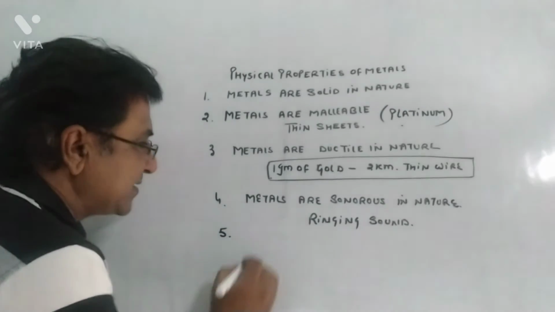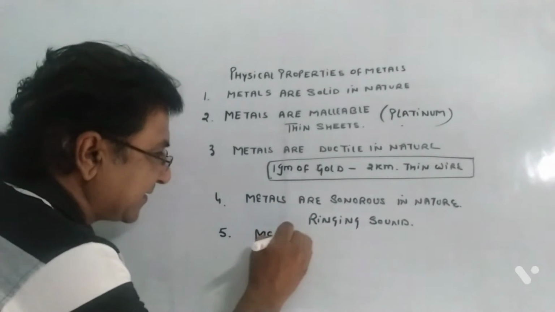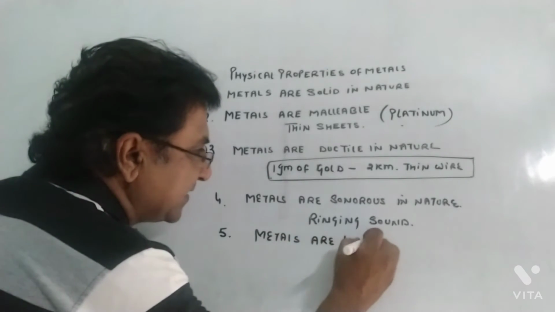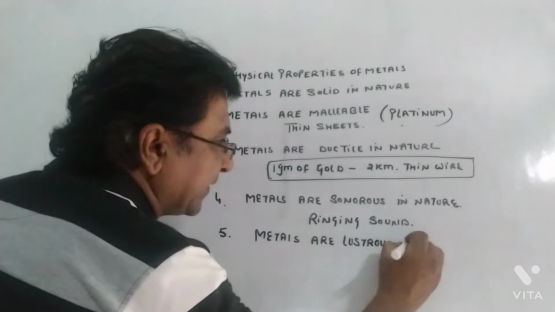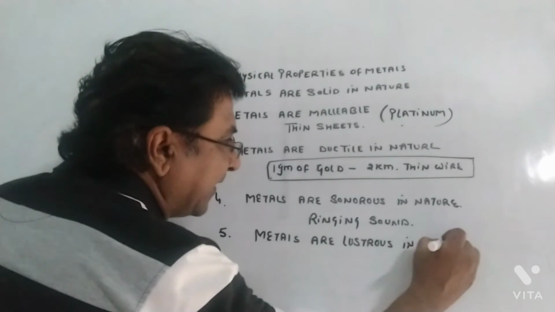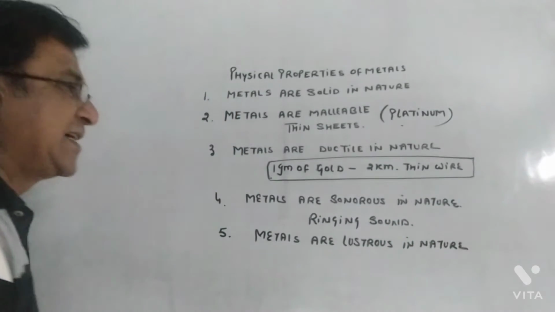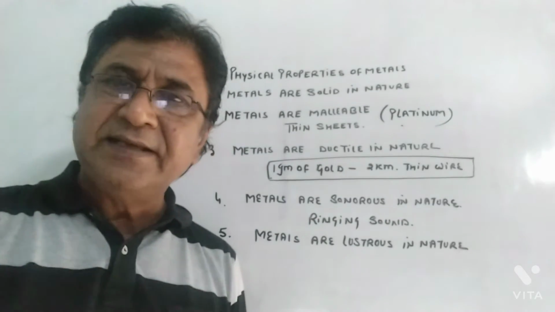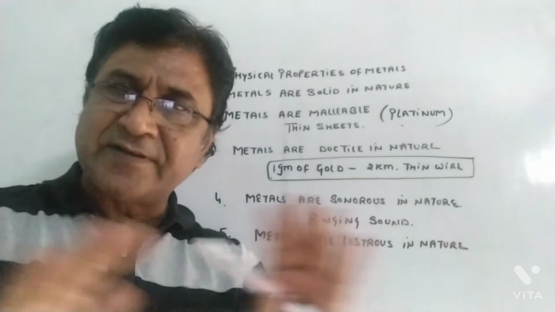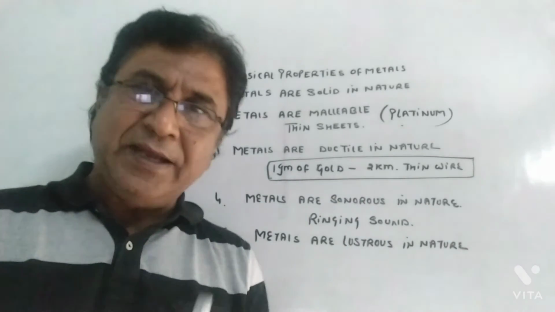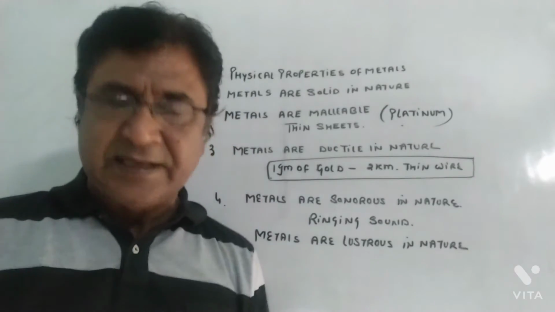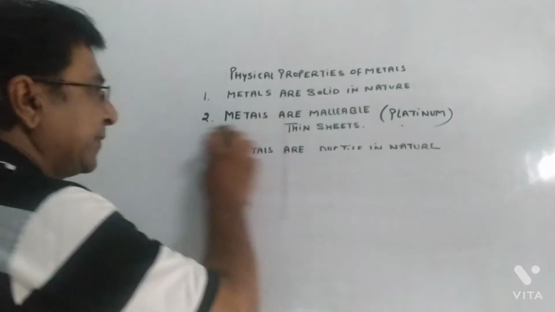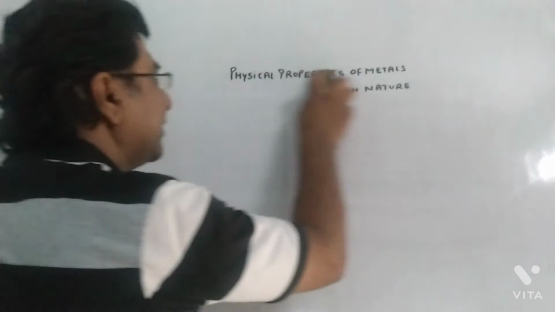The fifth one is metals are lustrous in nature. Lustrous means they have a shining surface. Now, why do metals have a shining surface? Let us understand it logically. Technically, why do we call it that?